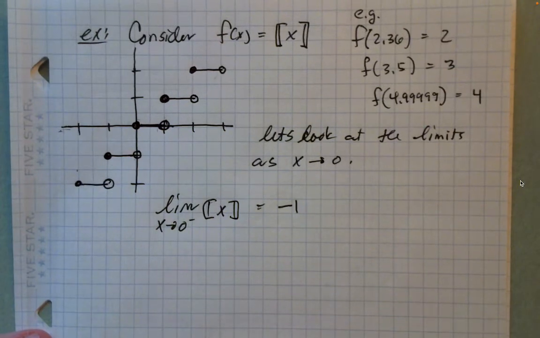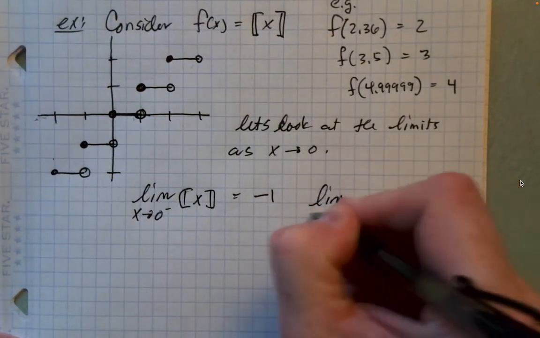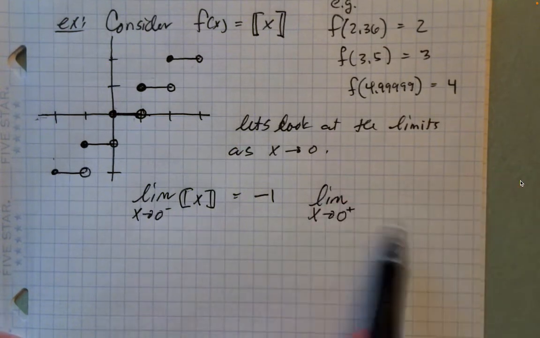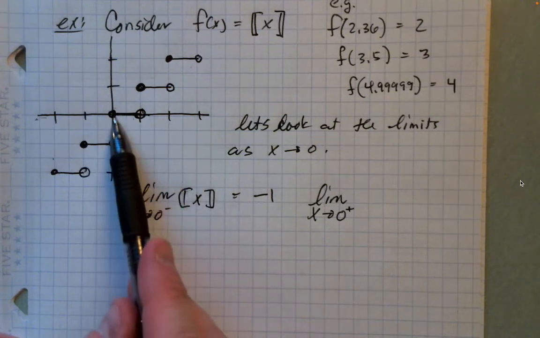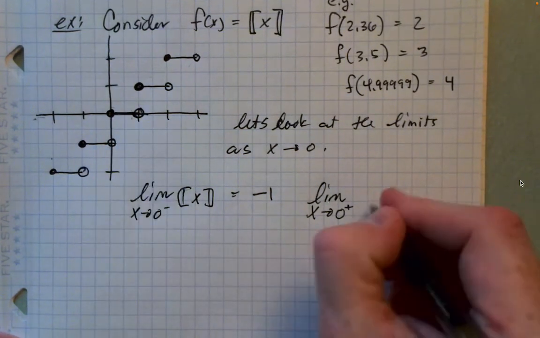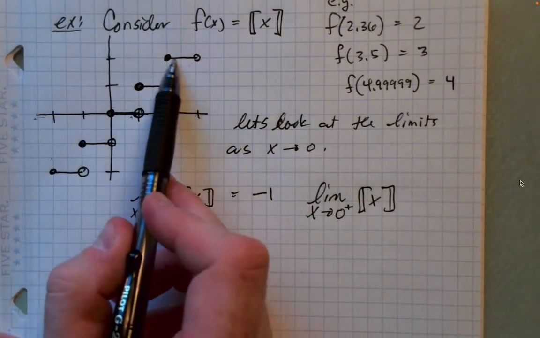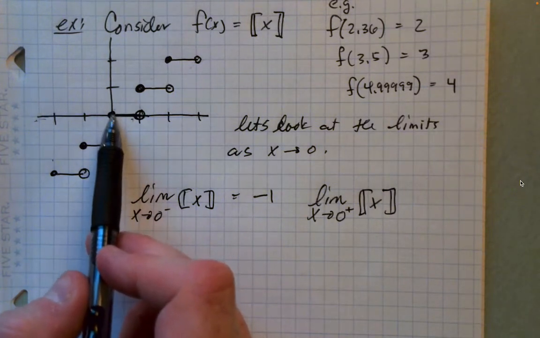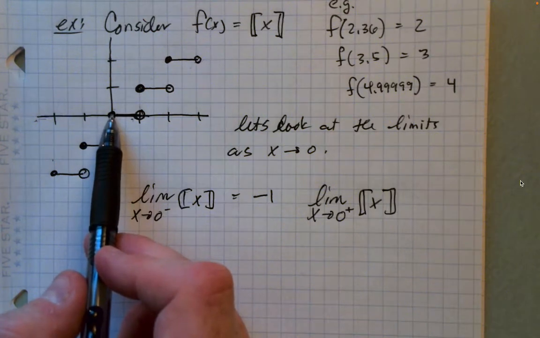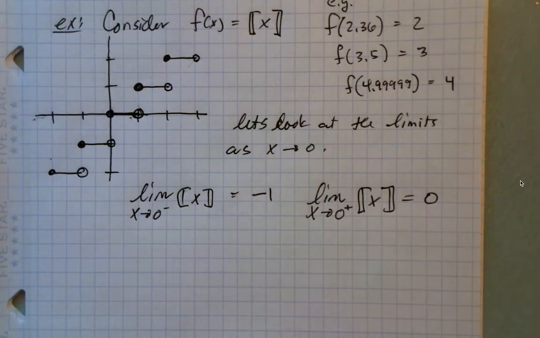Now, what happens as we approach 0 from the other direction, from the positive direction? Now we're on the x-axis moving this way. As we get closer and closer to 0, first we would be up here, and then we would jump down here, and then down here. As we get really, really close to 0, we stay on this line and get right up next to it. And so the value of the right-hand limit is equal to 0.